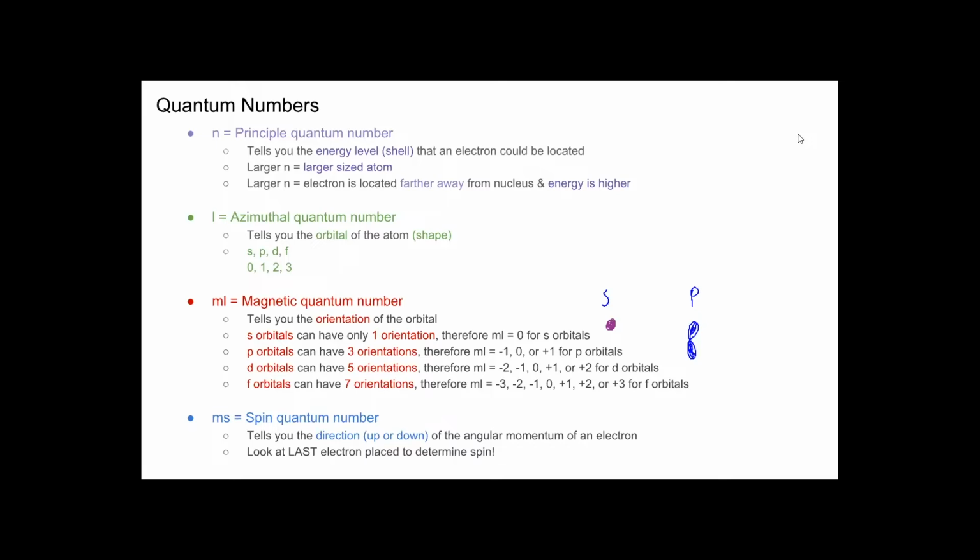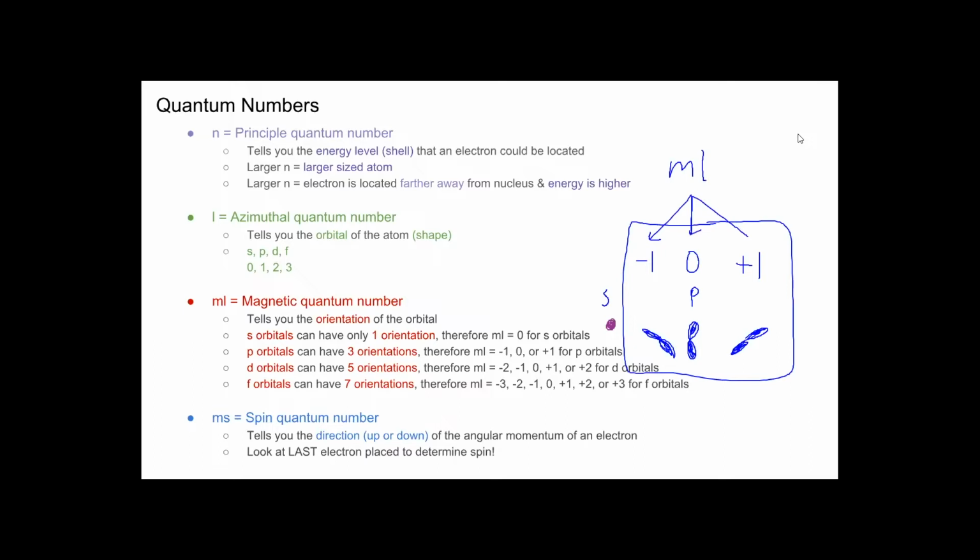It can be up and down like this, or it can be kind of diagonally like this, or it can be diagonally to the left like this. So this would be the -1 orientation, this one would be 0, and this one would be +1 orientation. These three numbers are basically the ML quantum numbers, because it will tell you, if I have a p orbital and my ML is 0, it means that my electron will be in an orientation like this. Okay, so that's why we have ML quantum numbers.